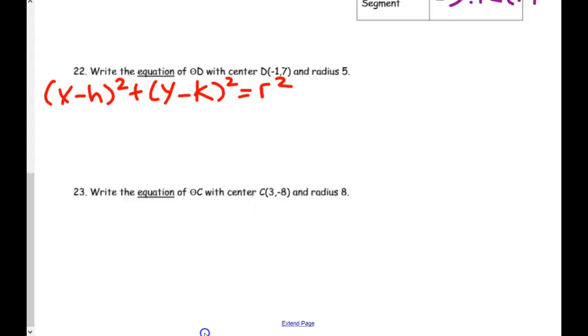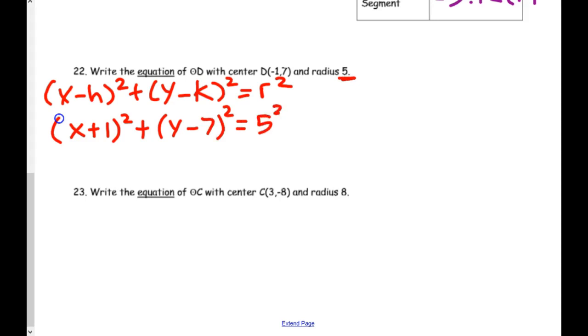So, let's take a look. If the center is negative 1, 7, remember H and K are opposites because they're insiders. Insiders lie. It's always opposite. So when I put this in, I'm going to put X. And what's the opposite of negative 1? Positive 1 squared plus y. And the opposite of positive 7? Negative 7 squared. And then my radius is 5, so 5 squared. Right? So I rewrite this. And 5 squared is 25. Okay?